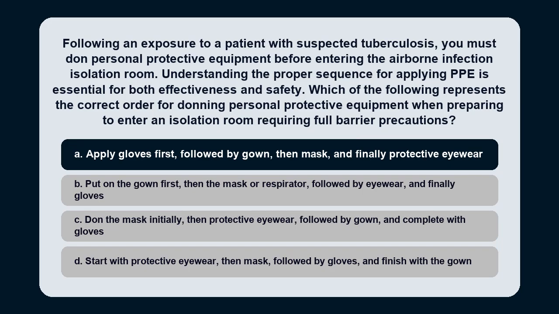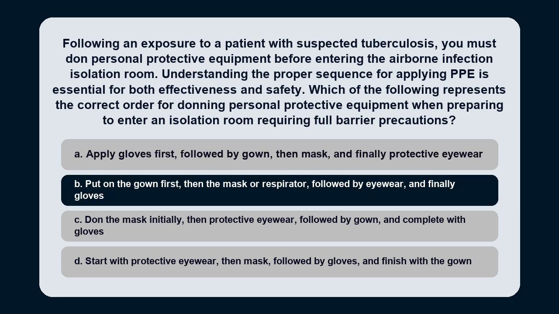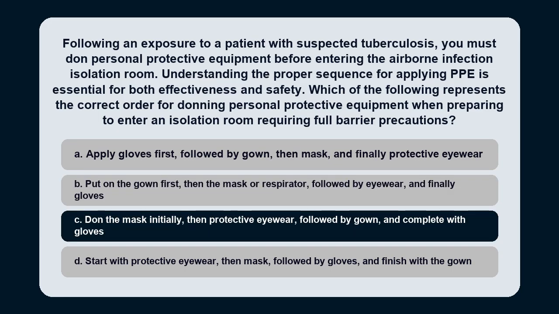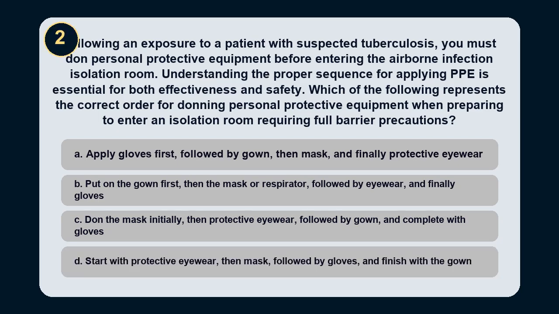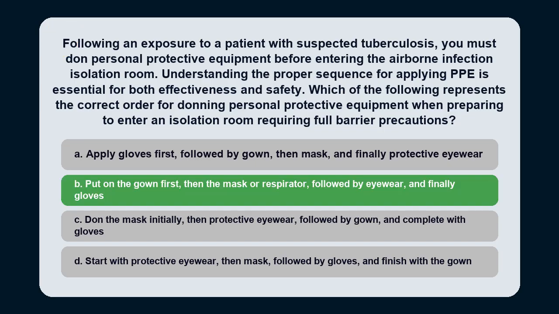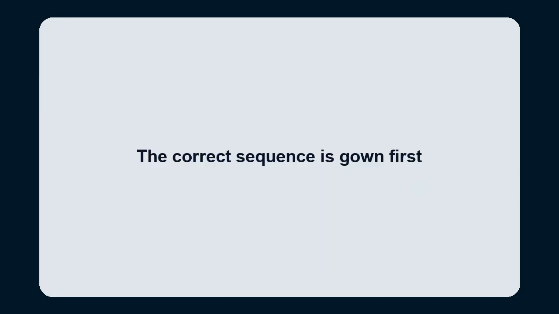Option A. Apply gloves first, followed by gown, then mask, and finally protective eyewear. Option B. Put on the gown first, then the mask or respirator, followed by eyewear, and finally gloves. Option C. Don the mask initially, then protective eyewear, followed by gown, and complete with gloves. Option D. Start with protective eyewear, then mask, followed by gloves, and finish with the gown. The answer is B. The correct sequence is gown first.